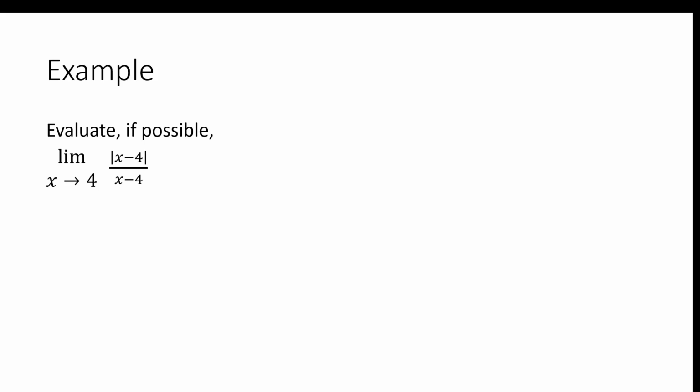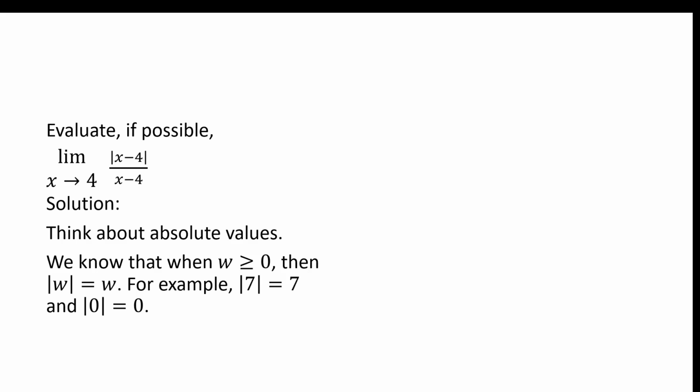Now let's see if we can evaluate this next one. This is a pretty interesting question. Let's think about absolute values for a second. We know that when w is greater than 0, the absolute value of w is w. So for instance, if I said to you, what's the absolute value of 7? You'd say 7. If I said, what's the absolute value of 3? You'd say 3.